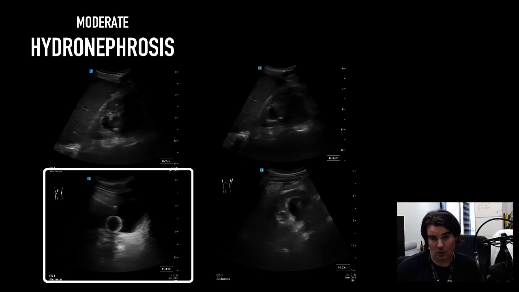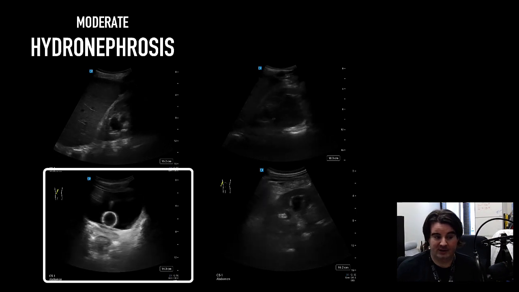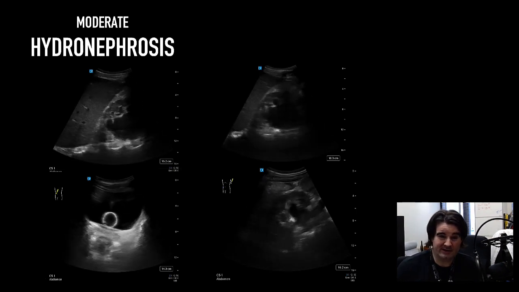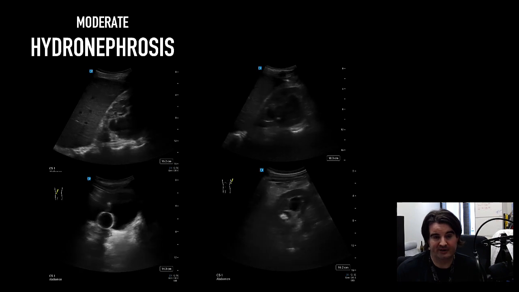In the bottom left here, we can see the bladder. In fact, we can see the Foley balloon, which we probably shouldn't see because that bladder should be collapsed around the Foley balloon.